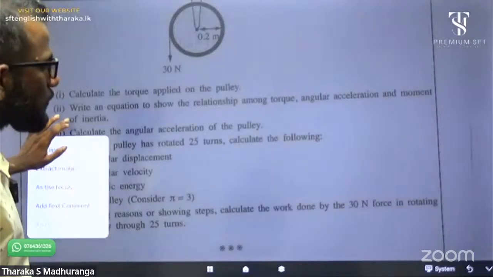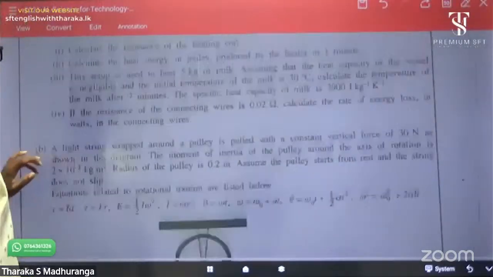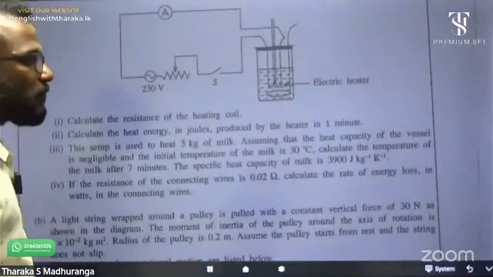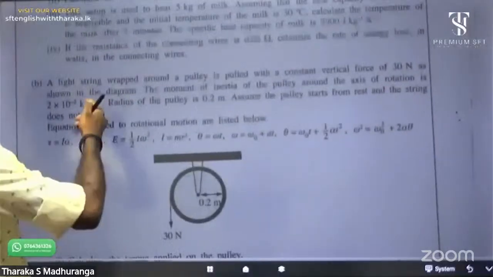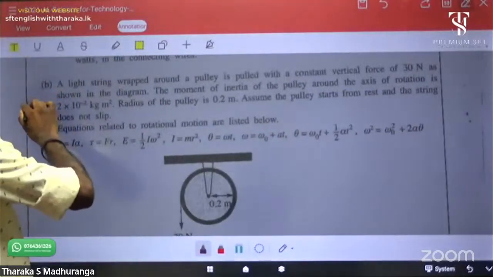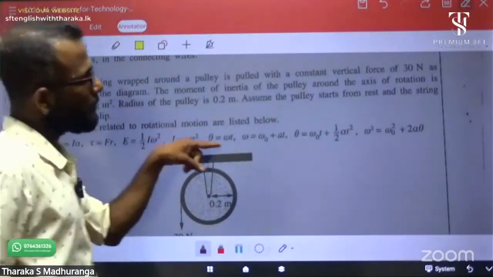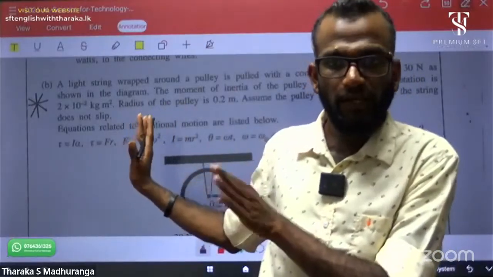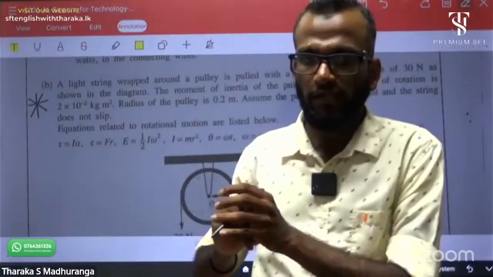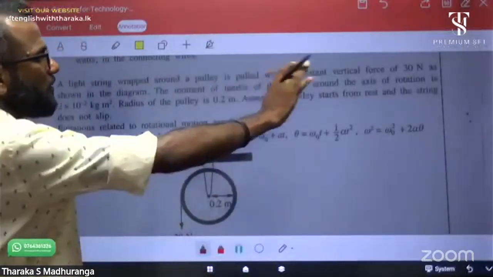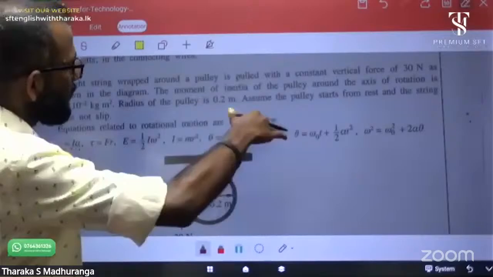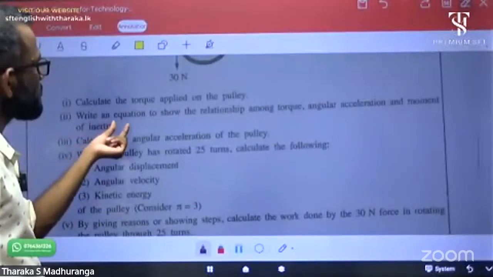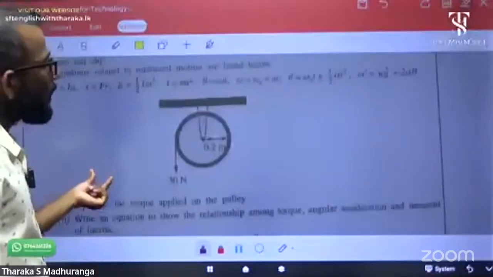This is question number 10. Now I'm going to wind up today's session. Please mark this. Next week I'm going to discuss this question first. You can try this, Part B. It's a rotational motion question. Looking at it, it seems a very advanced, complicated question, right? But the question is very simple.